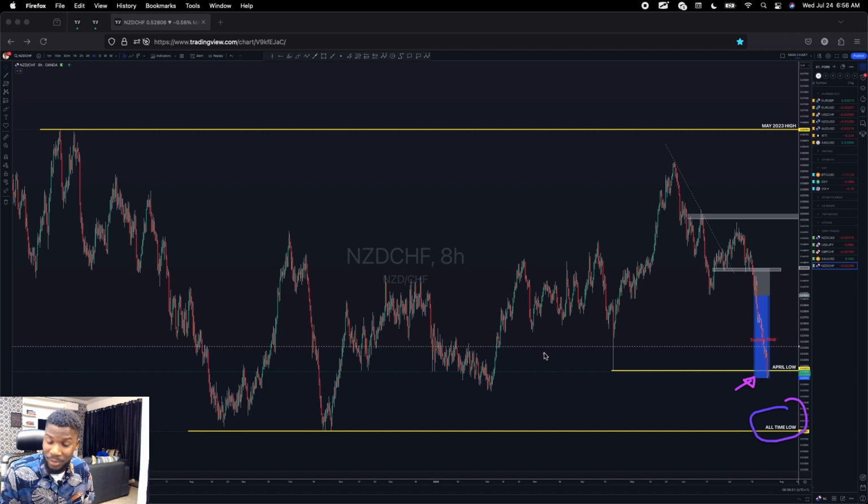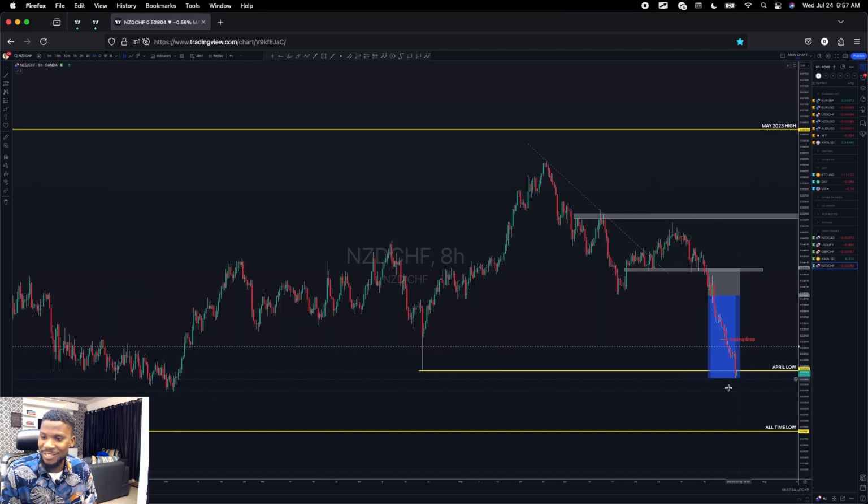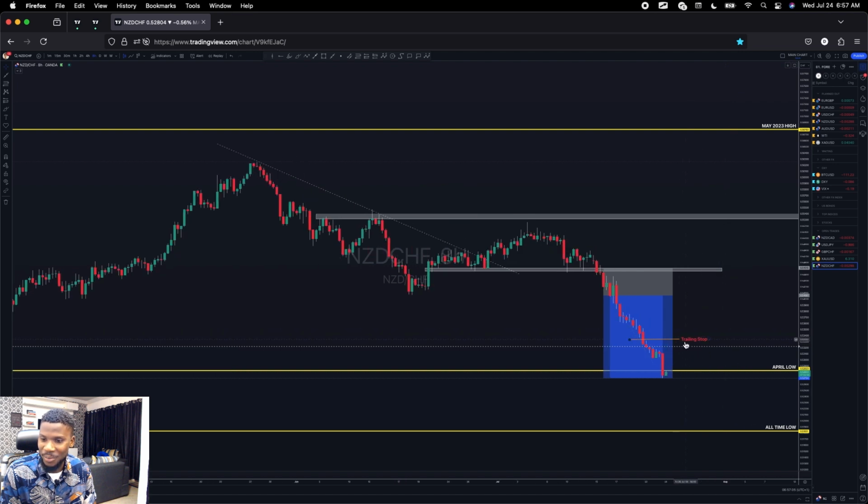The lot size that remains on this particular trade is just 0.01 on all of my accounts. 0.01, and my trailing stop is right here at the top. That means if my notification gets triggered, then I know that the trade will get closed. So the only position left on this trade is 0.01.